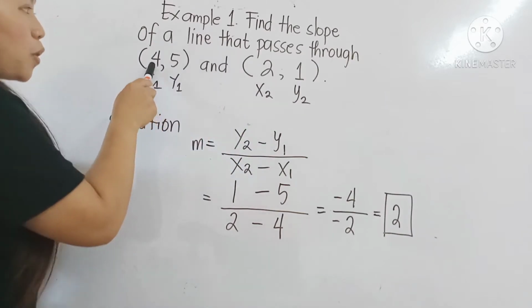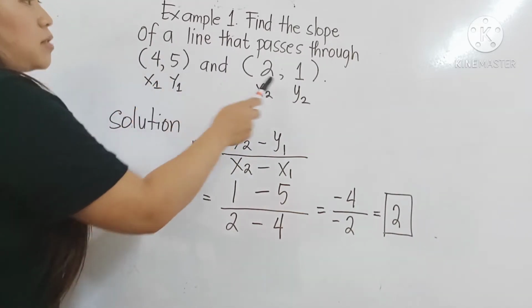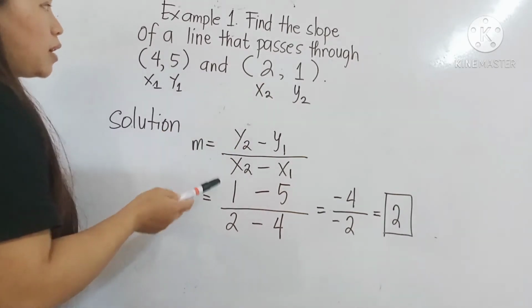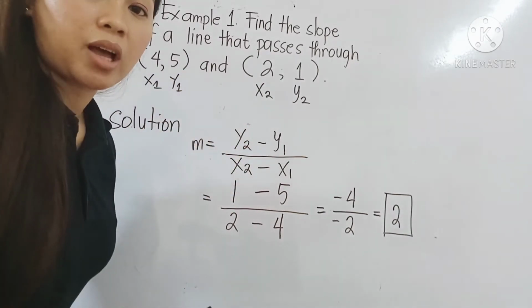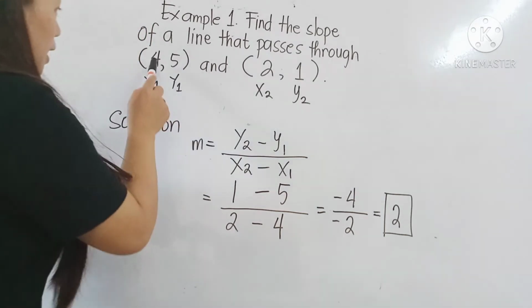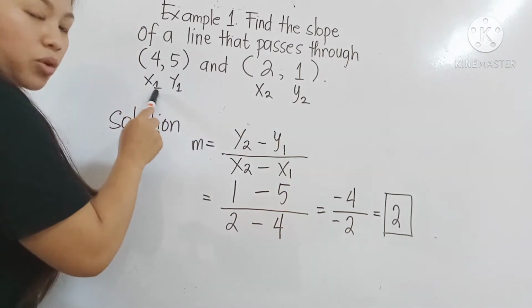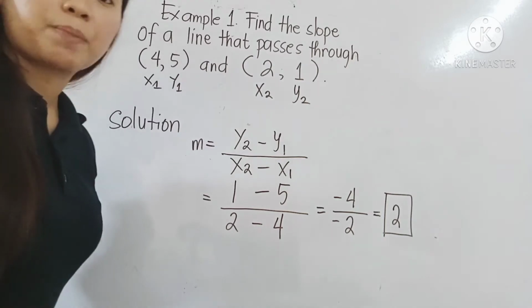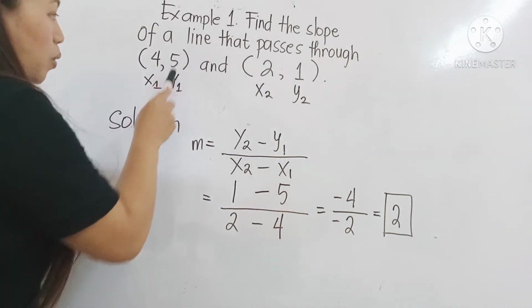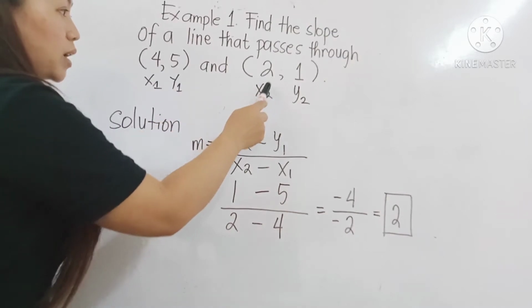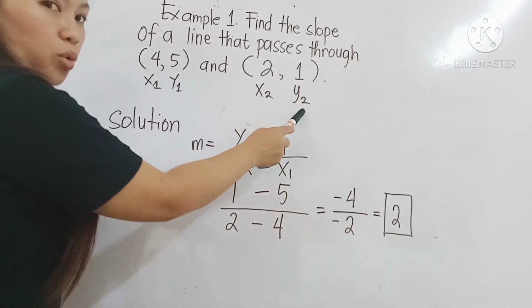Okay, we have 4, 5, and 2, and 1. Okay? So, what are you going to do? I-label niyo muna siya. Okay, label din first. Ito, i-label natin as x sub 1. Ito, yung 1 stands for the subscript, kaya sub ang tawag sa kanya. X sub 1, ito, y sub 1. And this one is x sub 2 and y sub 2.